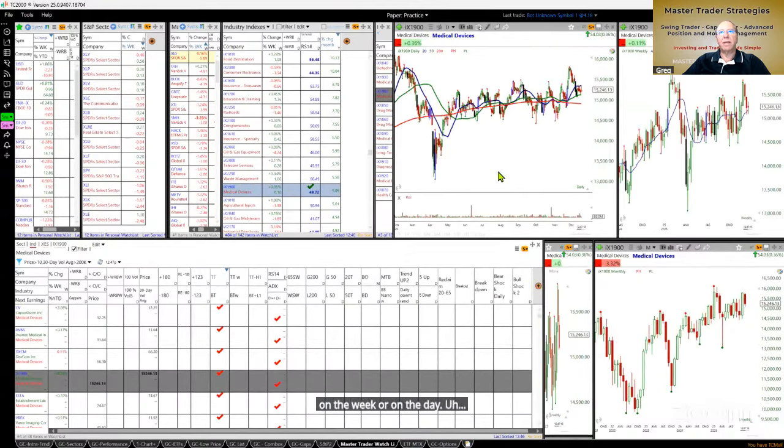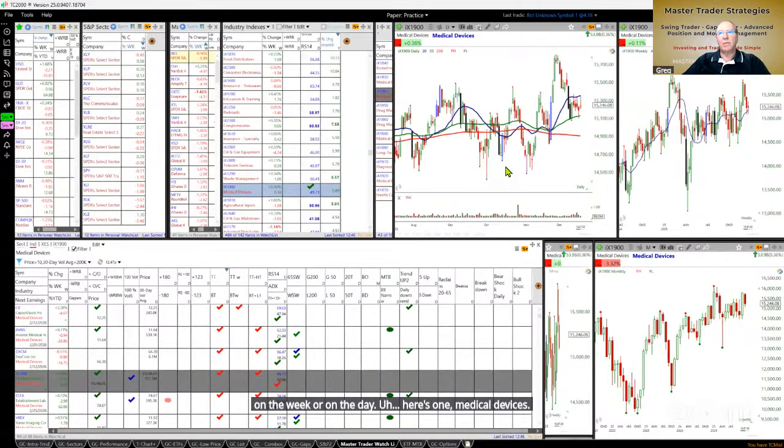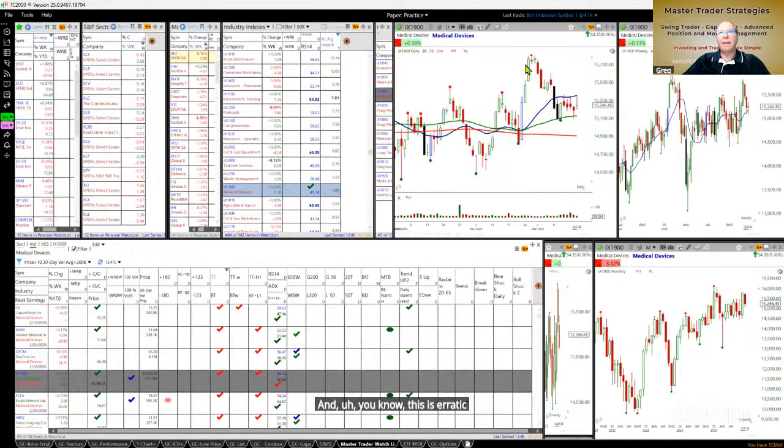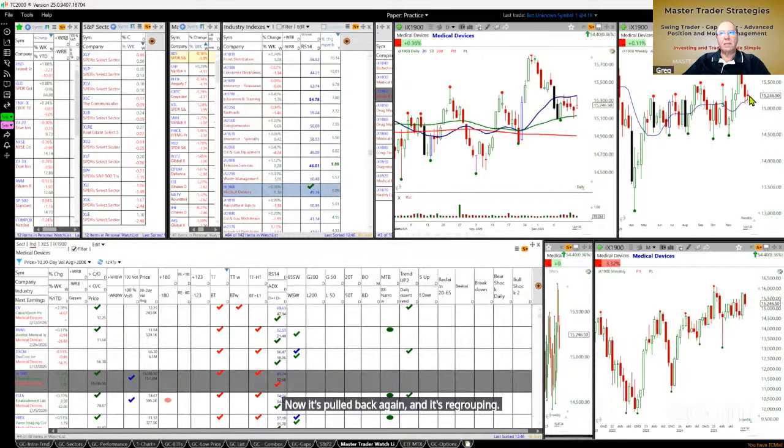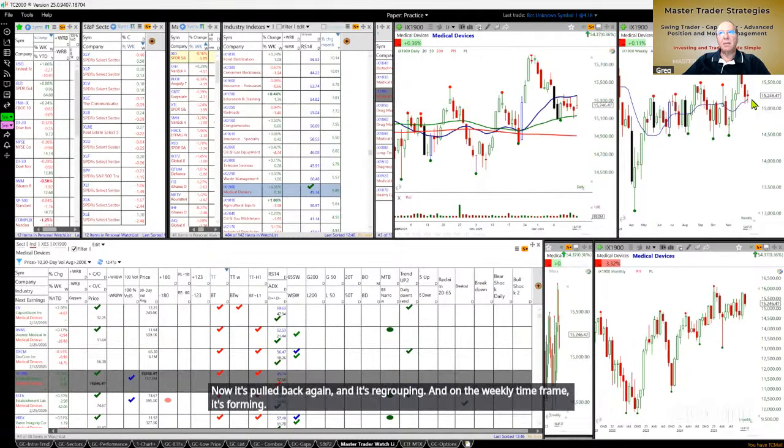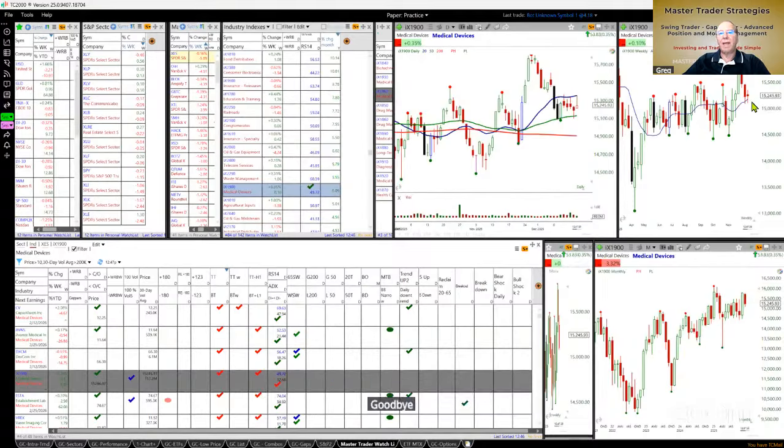Here's one, medical devices, which is beginning to tighten up. The healthcare sector has done well. And this is erratic, but it gets bought. Now it's pulled back again and it's regrouping. And on the weekly time frame, it's forming a little buy setup. Now it pulled back kind of deeply, but this little retest pattern, I kind of like that. I want to see if it can hold on to the gain. Maybe it's ready to move up.